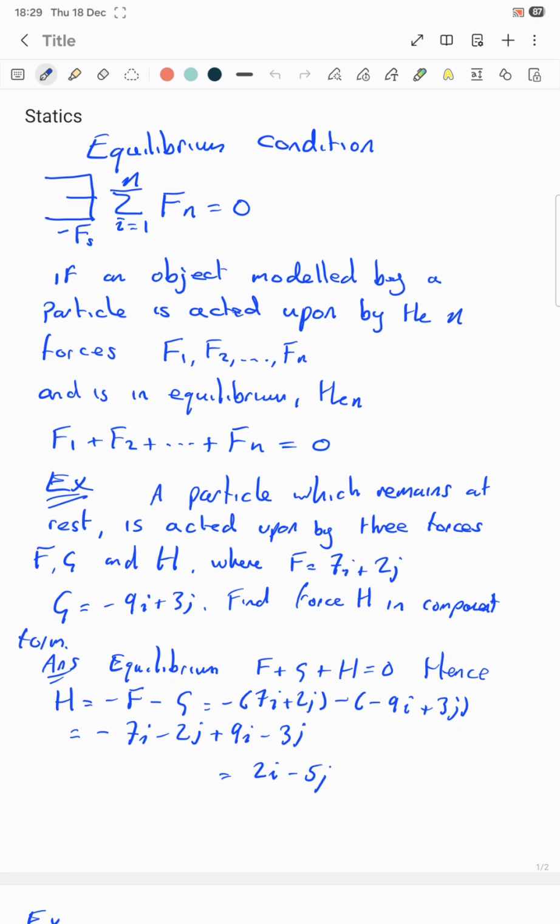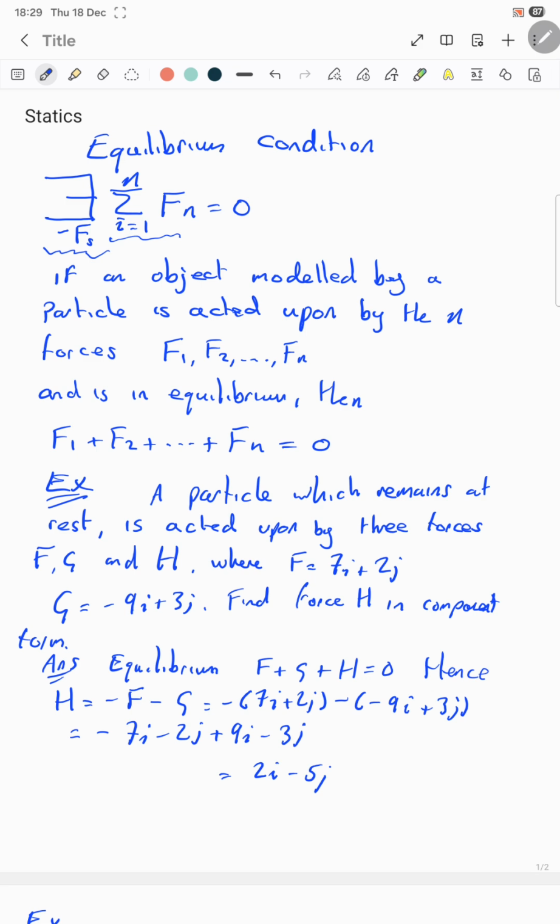This is statics. With statics, there's something called the equilibrium condition, where we sum all the forces, and when all the forces are summed, it must equal zero. So that being said, if we're summing over i of our forces for i equals 1 to n, and the n forces, then there must exist a negative component of these forces, which is what this means.